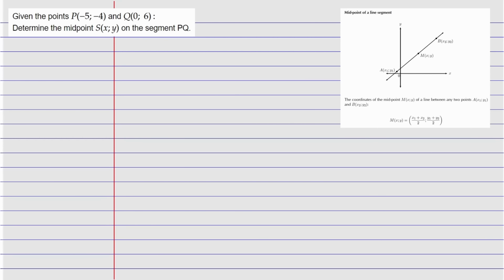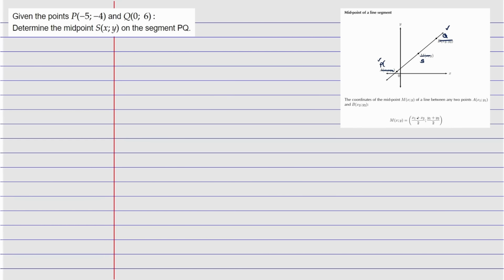It says, given that point P and point Q, determine the midpoint. So in our case, this point here, right, is actually S, right? And this point here is P, right? And this point here is Q, right? We are determining the coordinate S because we are given P and we are given Q, right? So we want this one. So we're going to use the midpoint formula, right?